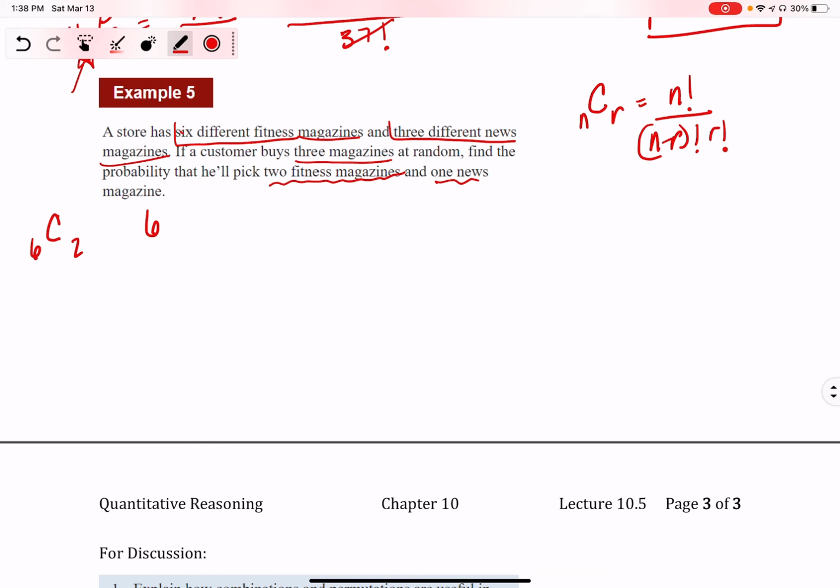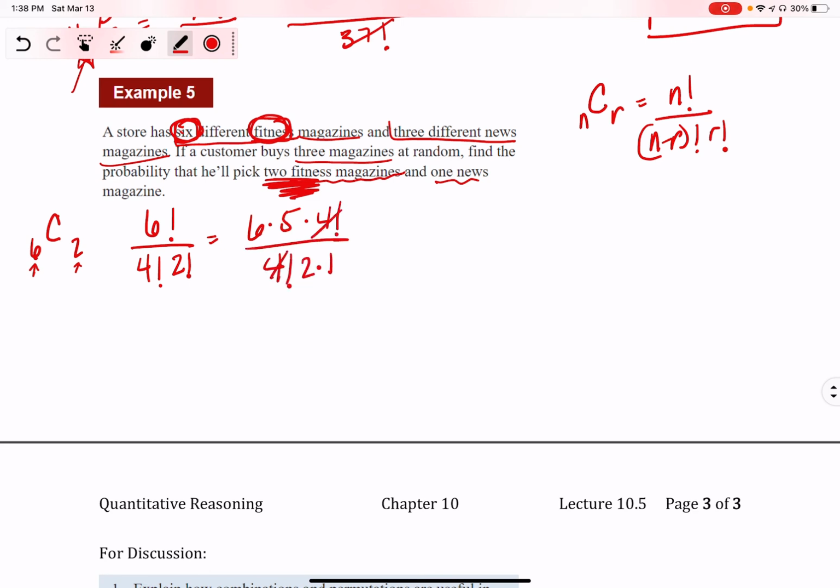And just in case you're wondering where those numbers came from, we have 6 different fitness magazines, and we're trying to choose 2. So our 6 goes here as the number, and our 2 is how many we're choosing. So 6 factorial over 4 factorial, 2 factorial: 6 times 5 times 4 factorial over 4 factorial times 2 times 1. 30 divided by 2, which equals 15.